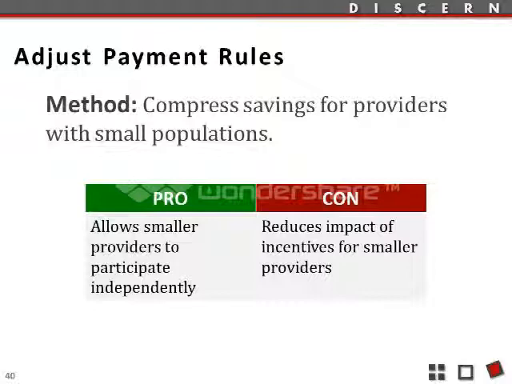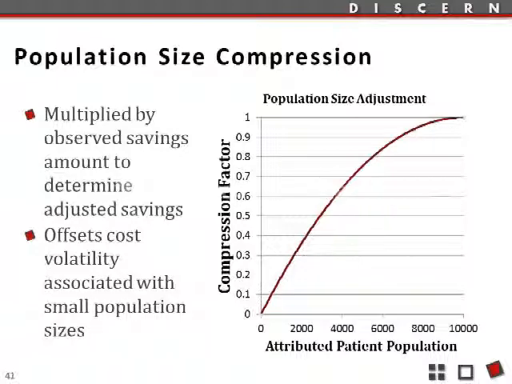The downside is that for those smaller practices, the size of the incentives that are available to them, and the size of the penalties in a two-tailed model, would be compressed. So you might not have as great an impact on provider behavior, but you would be insulated from the impact of random variation. Let me illustrate what I mean. I should mention that this compression of savings for small populations is something that we developed here at Discern for one of our health plan clients that was implementing a risk-based payment model for primary care.